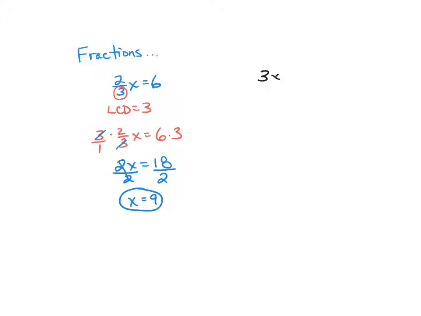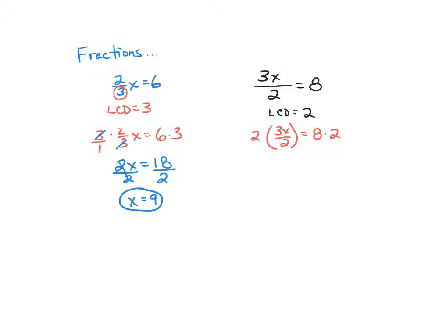I have 3x over 2 is equal to 8. Once again, this has a fraction, and we don't like fractions. So the least common denominator, and I keep talking about that because later on that will become important, but the only denominator I have is 2, so the least common denominator is 2. I'm going to multiply both sides by 2. So on the left-hand side, I have 2 times 3x over 2. On the right-hand side, I have 8 times 2.